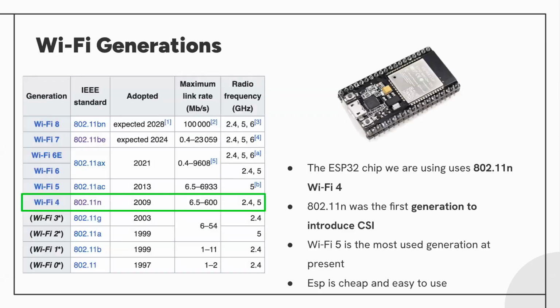Also, in terms of some of the technical details for this project, we used the ESP32 chip, which uses Wi-Fi 4. Although the most recent version, or the most commonly used version of Wi-Fi is Wi-Fi 5, we chose to use the ESPs on Wi-Fi 4 because it's the first generation to introduce CSI type data, channel state information, and so we wanted to prove that if we can get it working on the very first generation of CSI, then there's so much future potential as Wi-Fi gets better and better.